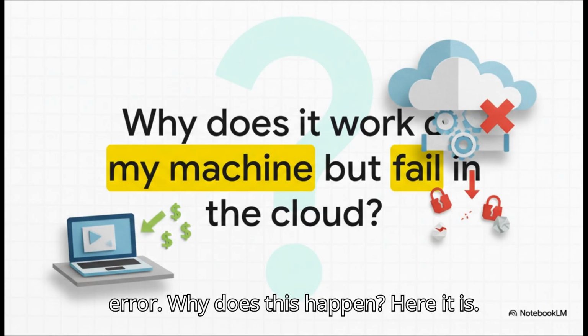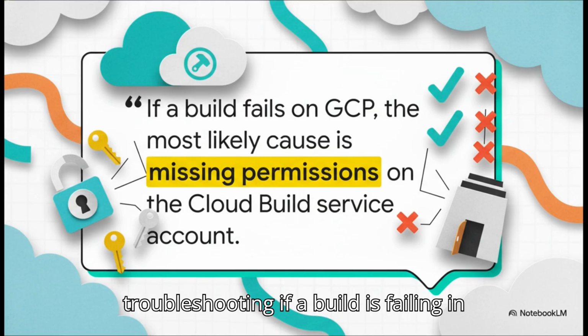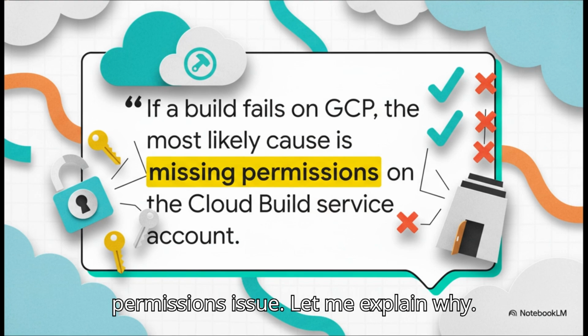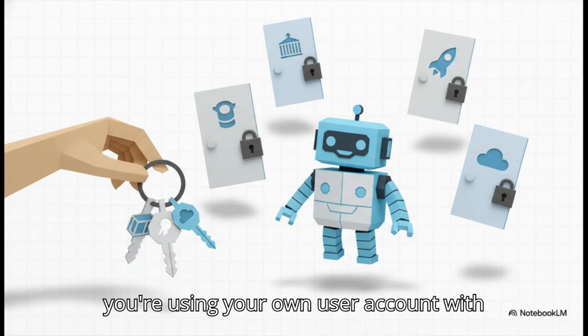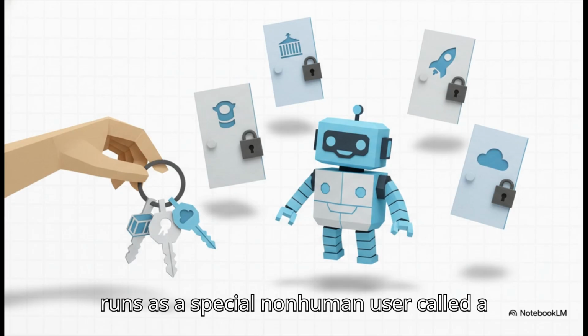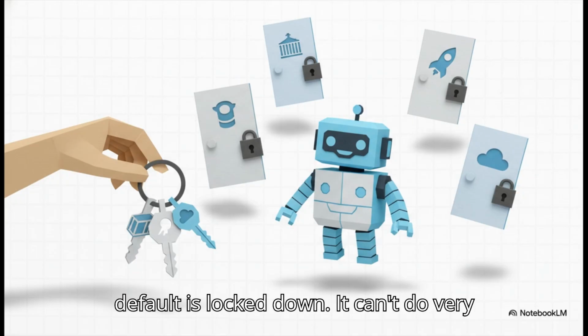Why does this happen? Here it is. This is your number one takeaway for troubleshooting. If a build is failing in the cloud, it's almost always a permissions issue. Let me explain why. See, when you run commands locally, you're using your own user account with all of its permissions. But Cloudbuild runs as a special, non-human user called a service account. And this account, by default, is locked down. It can't do very much.